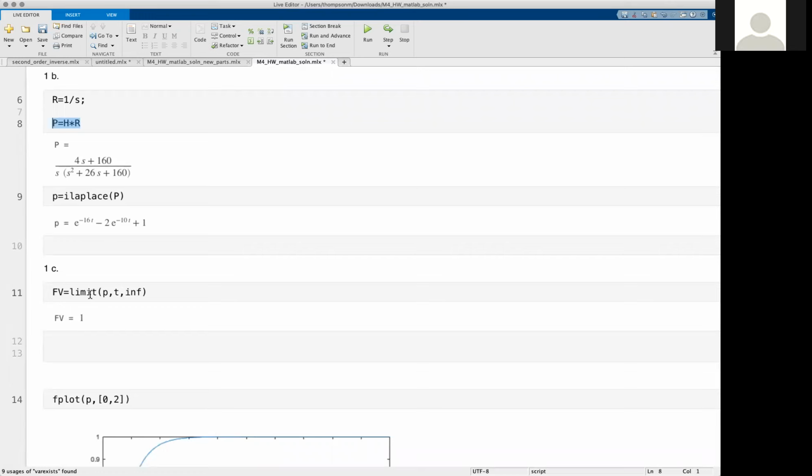Then you were also asked to compute the final value of the output, and I wanted to show you that you could do that symbolically as well. You can just take the limit of p, where the variable of interest is t, let that go to infinity, and you get a final value of 1 in this case.